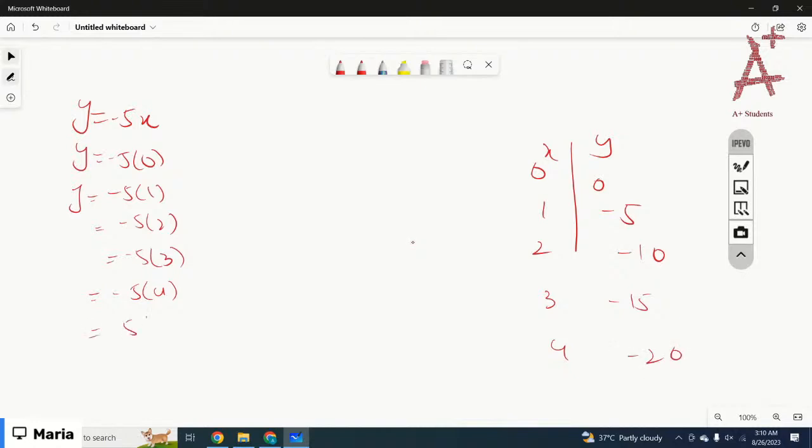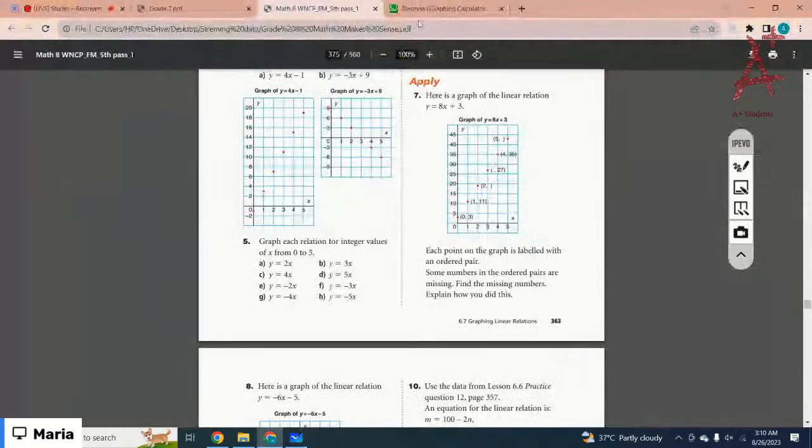When x is 5, 5 times negative 5 is negative 25, right? So here's the table of values. Let's just plot the graph. That would be y equals negative 5x.